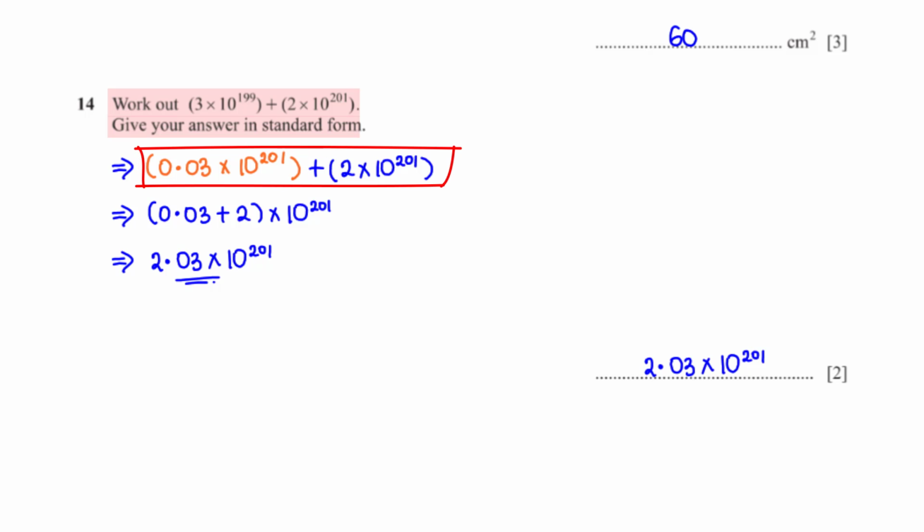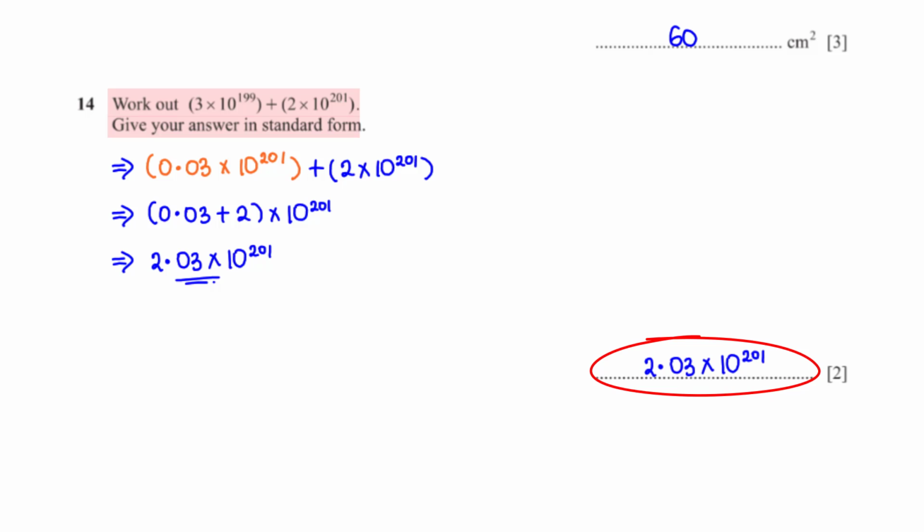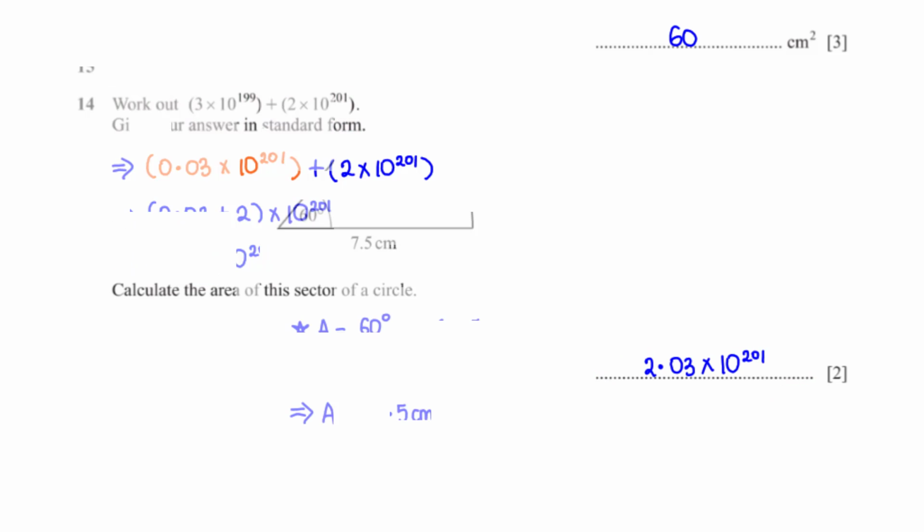Now we can add the 2 to give us 0.03 plus 2 times 10 raised to the power 201. 0.03 plus 2 is 2.03. 2.03 is between 1 and 10, so we can leave our final answer as 2.03 times 10 raised to the power 201.